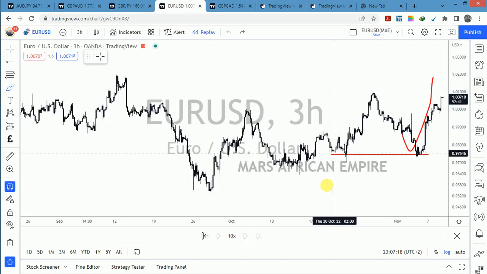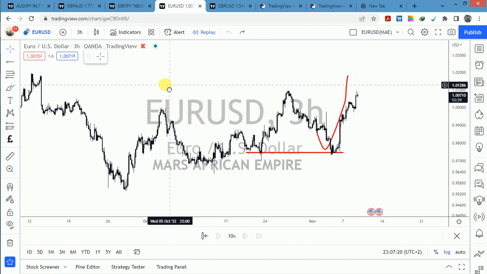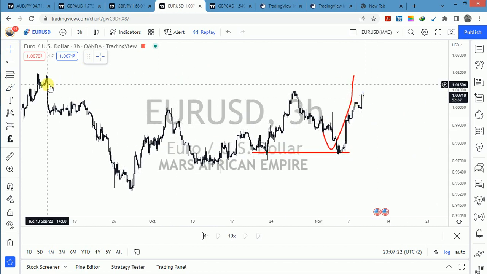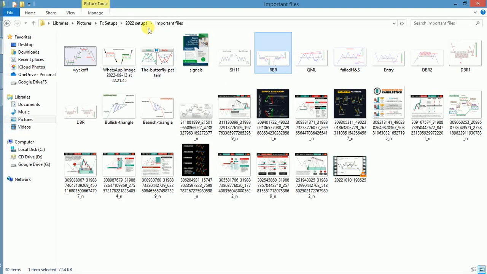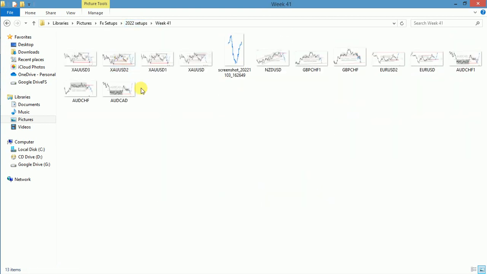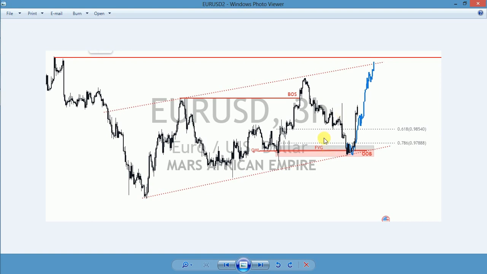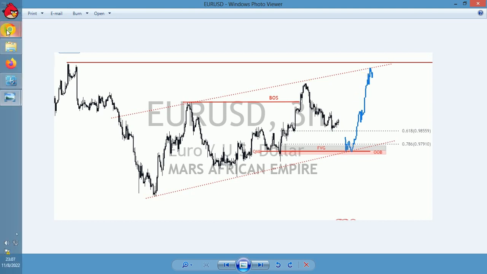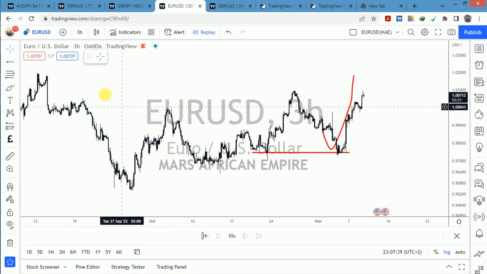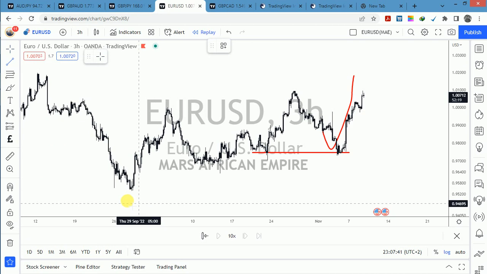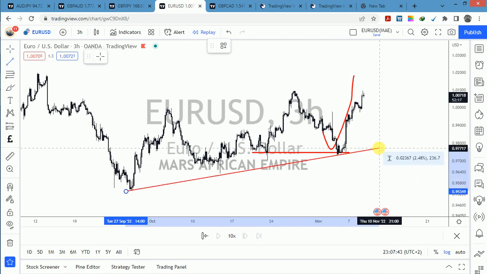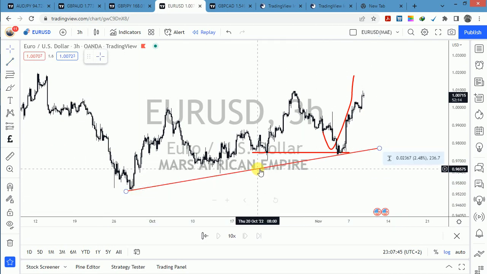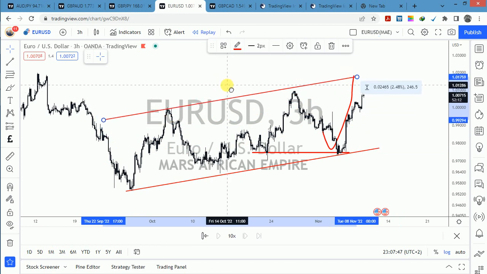This is where we are currently. This is where price is right now. I think I still have that. That was week 41, EURUSD. This is where I had an entry, and then it went up. So I was trading this with just basic trend rules. So I have a trend there.